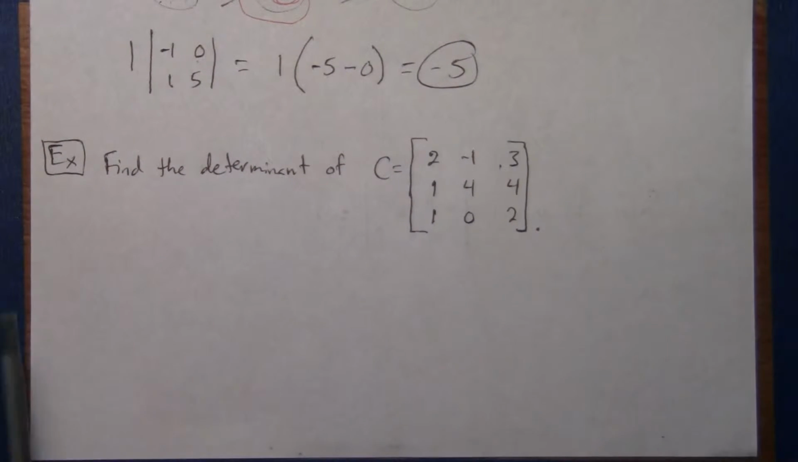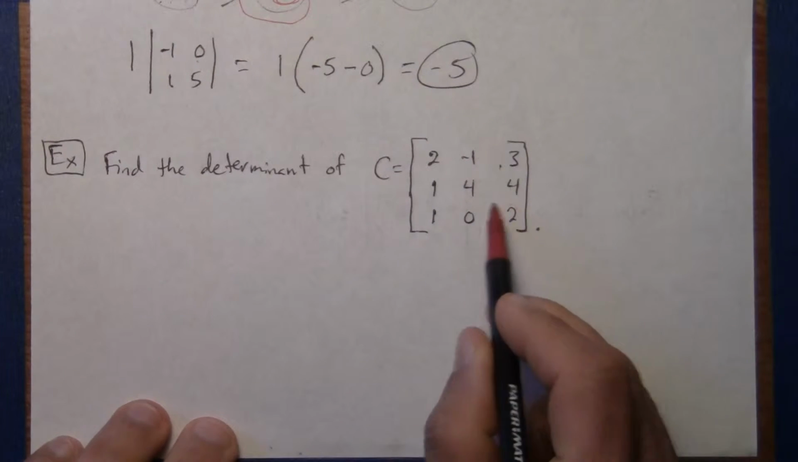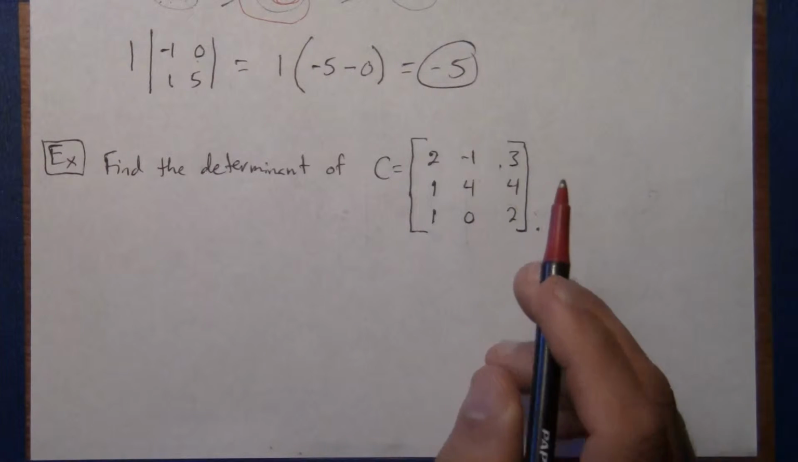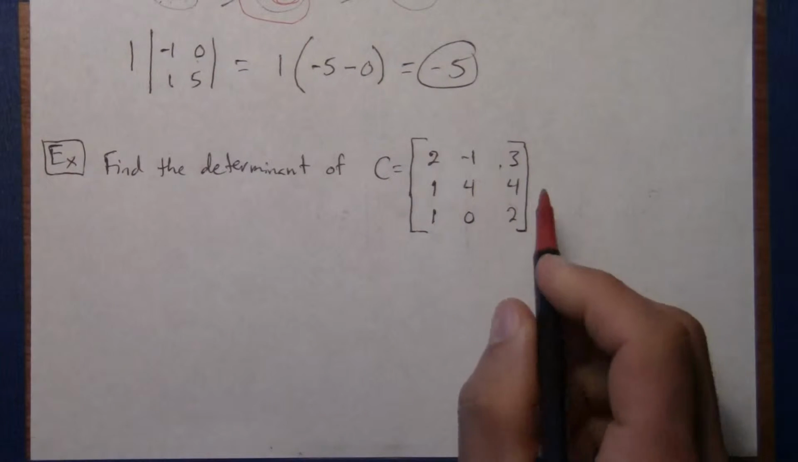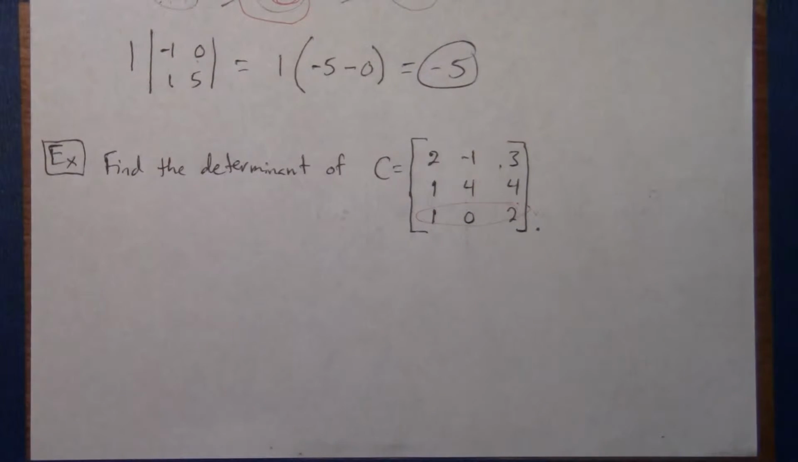Now for me, if I were doing this problem, I would say it's going to make sense to pick either this column or this row, just because it has a 0 in it, it makes a lot more sense. It's less work to do. So I'm going to pick this row. You can pick whichever row you want. It eventually will work out the same.